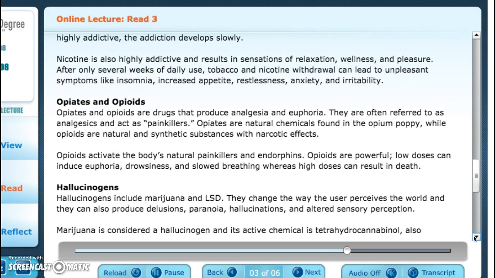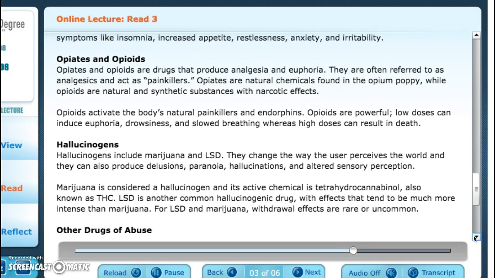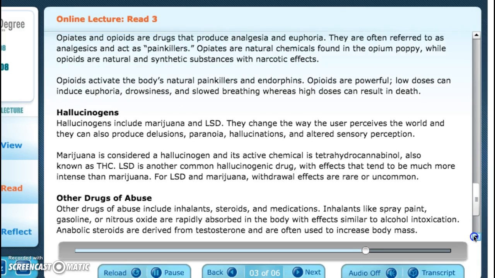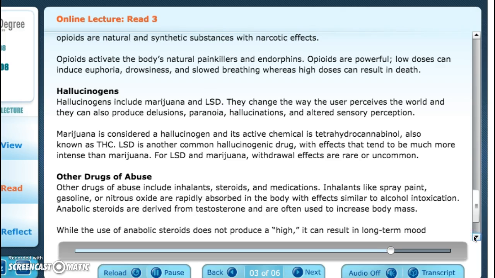Hallucinogens. Hallucinogens include marijuana and LSD. They change the way the user perceives the world, and they can also produce delusions, paranoia, hallucinations, and altered sensory perception. Marijuana is considered a hallucinogen, and its active chemical is tetrahydrocannabinol, also known as THC. LSD is another common hallucinogenic drug, with effects that tend to be much more intense than marijuana. For LSD and marijuana, withdrawal effects are rare or uncommon.